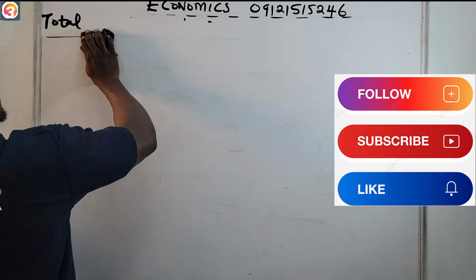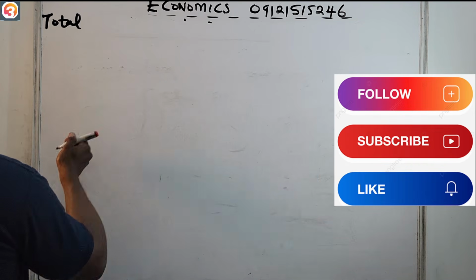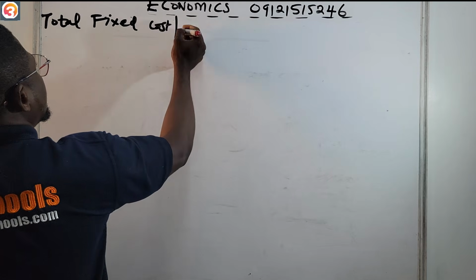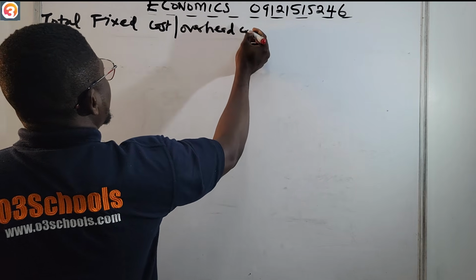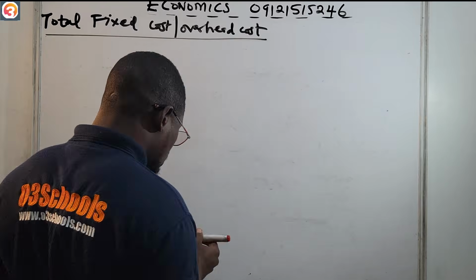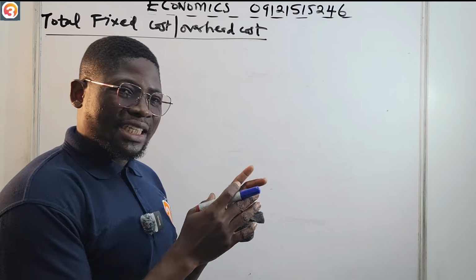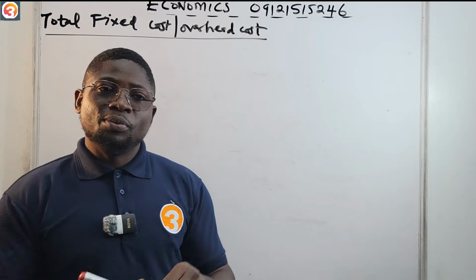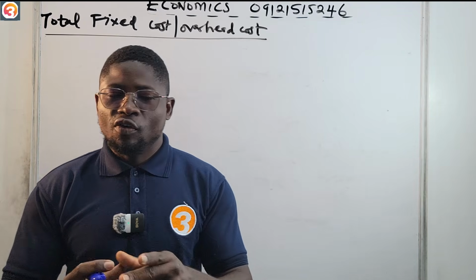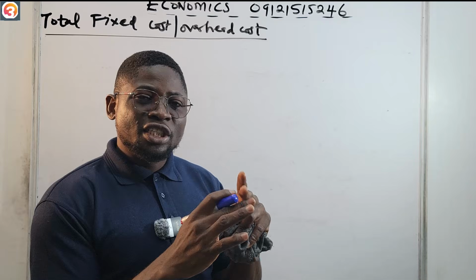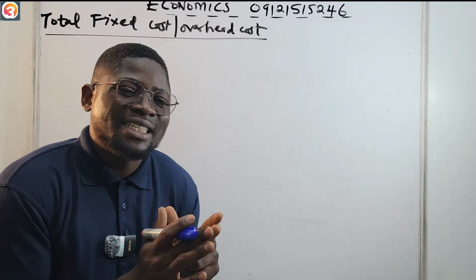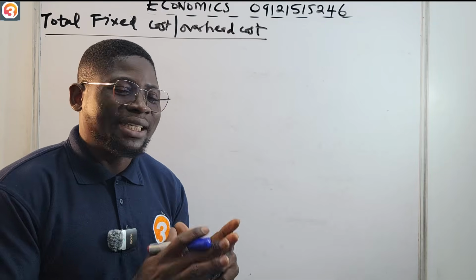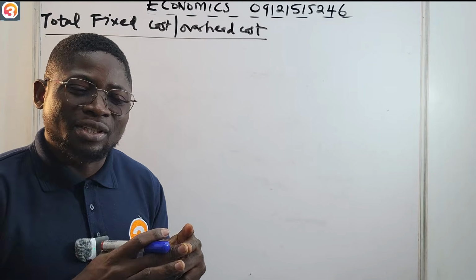So let's look at total fixed cost. This one we'll call the overhead cost. If total variable cost is the cost of the variable factors of production, then total fixed cost will be the cost of the fixed factors of production. It is the total amount of money that a firm spends on things that do not change, irrespective of what you produce. No matter what you produce, you are going to spend that cost; it is fixed.